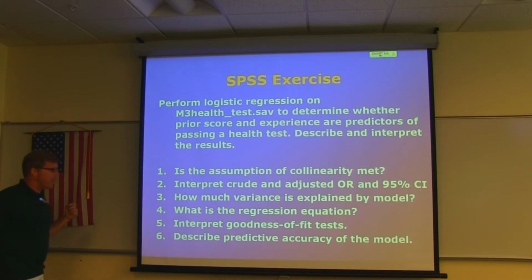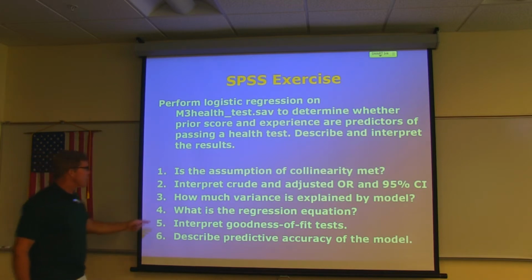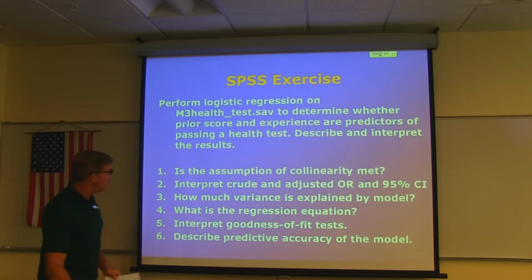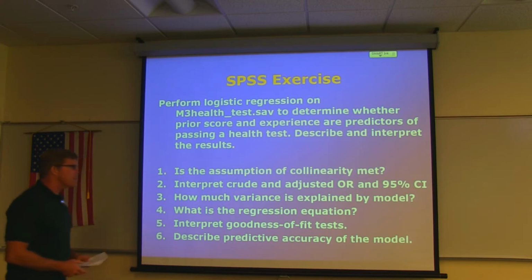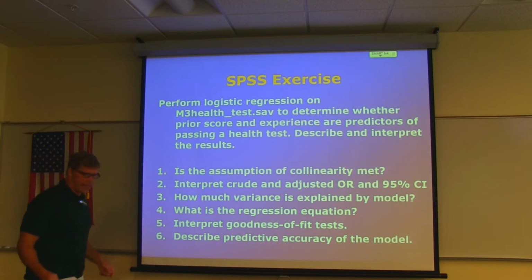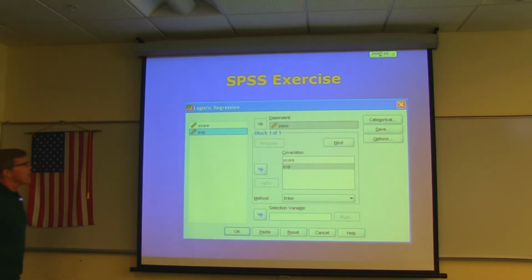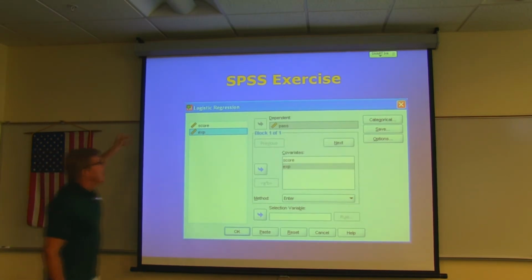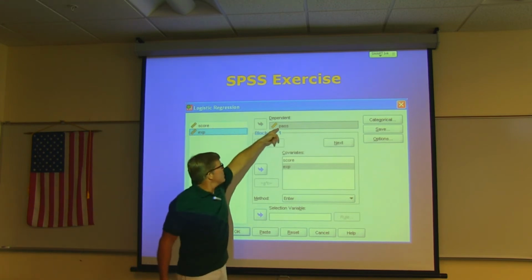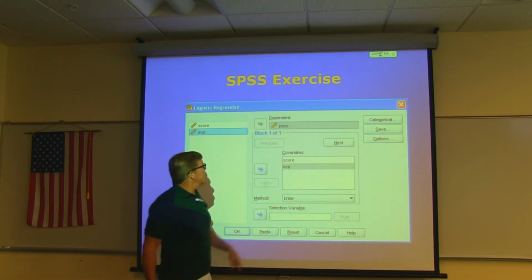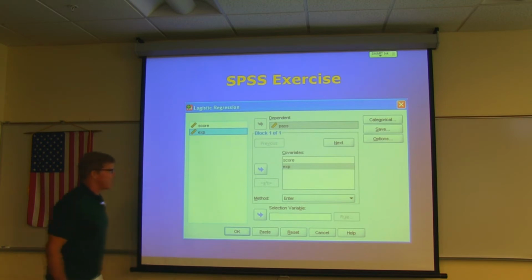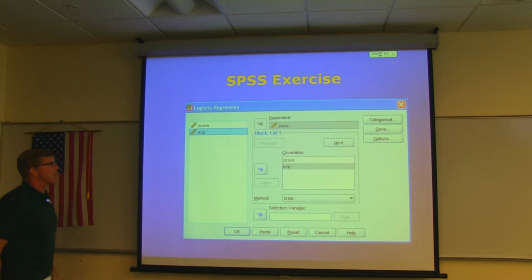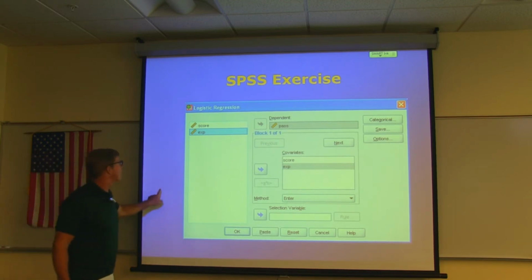How much variance is explained by the model? We know it's those R-squared estimates. What's the regression equation? This is all pretty basic stuff. Interpret goodness of fit tests. Describe the predictive accuracy of the model. So it's taken us through the steps. Okay, we have our SPSS screen. We have pass or fail as the DV, and score and experience, that EXP is experience, as the independent variables.